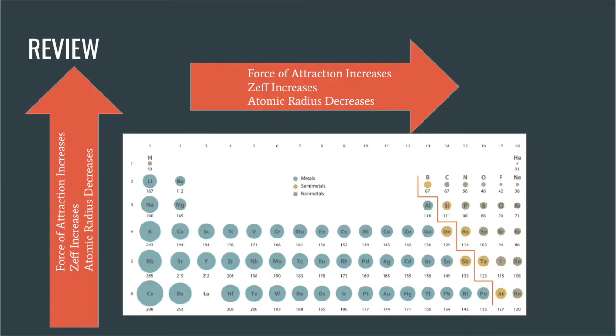So as a quick review, going from left to right across the period, your force of attraction is going to increase, so your ZEFF increases and your atomic radius will decrease. Going from bottom to top within a group, your force of attraction is also going to increase, its ZEFF will also increase, and its atomic radius will decrease.